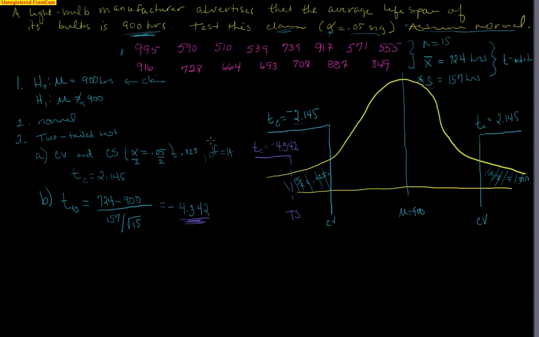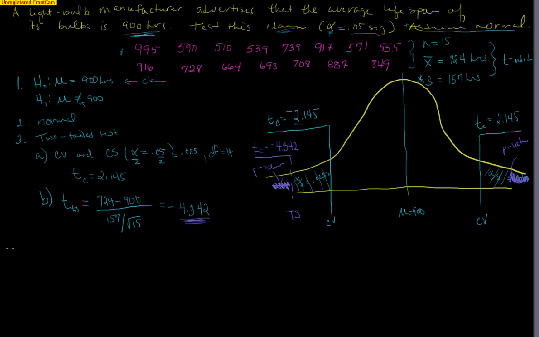-4.342. Okay, so just by looking, I can see that this p-value is going to be very, very tiny, and the other half of it is going to be an equal amount over here, the p-value. All right, it's just that it's on this side. Clearly, our sample data is way below the 900-hour lifespan. Okay, so the question is how much less?